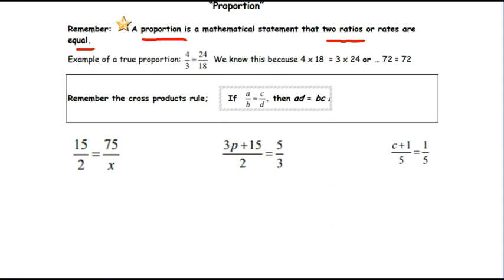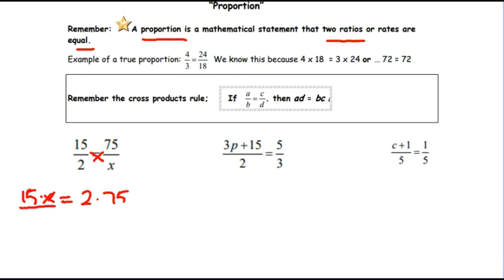In the first problem we have two ratios that are equal to each other, but this ratio is missing this value x. So we've got to do cross multiplication. When I do cross multiplication, I'm going to get 15 times x is going to be equal to 2 times 75. So it's much like solving an equation for any kind of variable, in this case x.